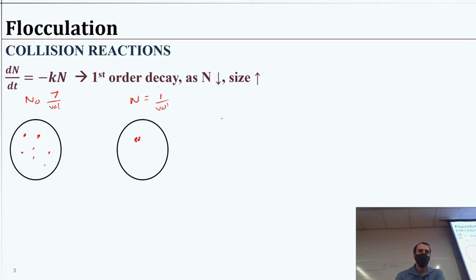Ultimately we can solve our equations in some form of N over N naught, or what we started with compared to what we were left with, so N naught over N. We can solve mass balances in either form, and then make use of that information, and essentially we can describe how many particles are in the new particle with that relationship.